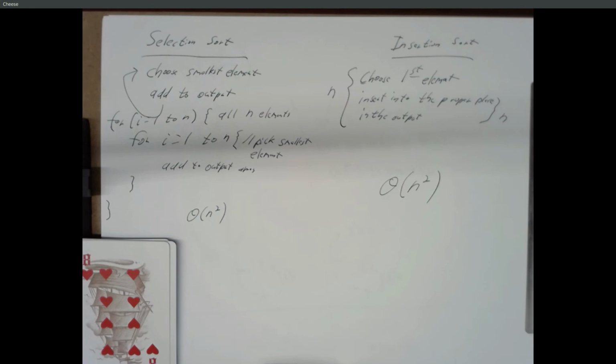So bubble sort, selection sort, insertion sort, they're all basically the same complexity in terms of time. Slightly different in terms of implementation, though.